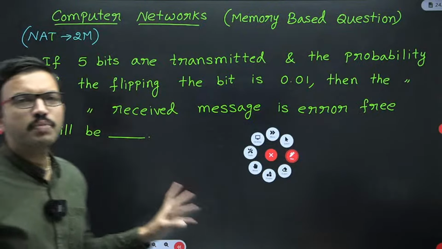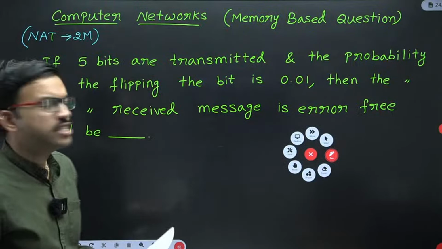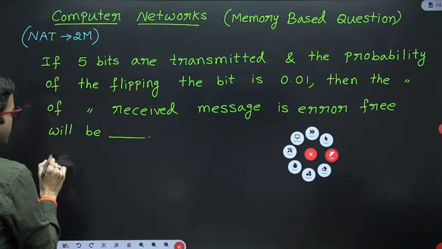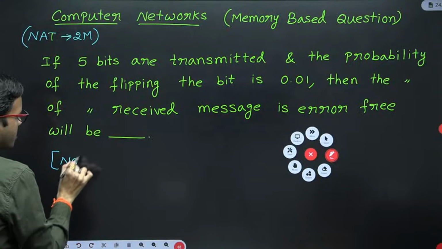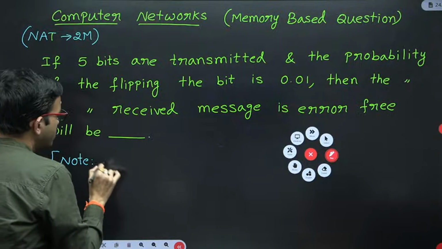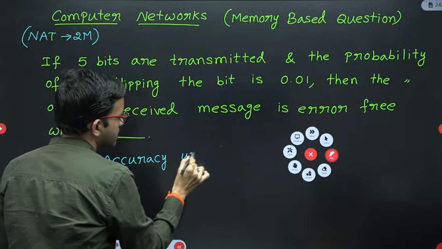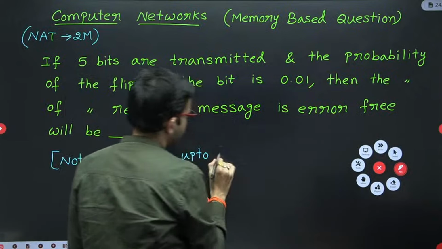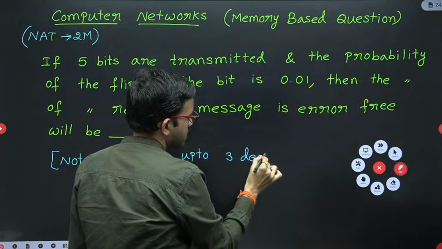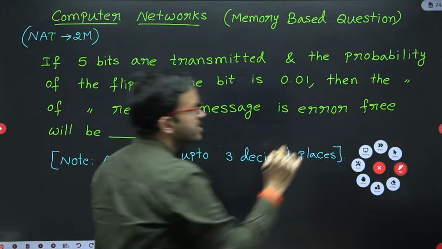So how many of you solved this question? All of you can mention in the chat. This is the NAT type of question. You will be getting a number as the answer, and the note says that whatever answer you get, you have to round off to 3 decimal places. Accuracy up to 3 decimal places.